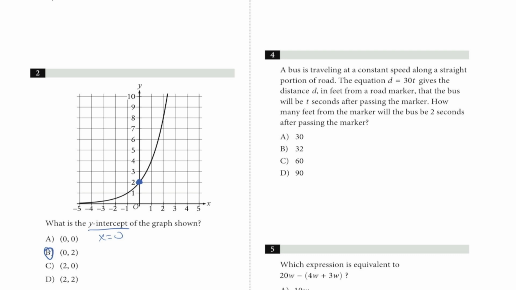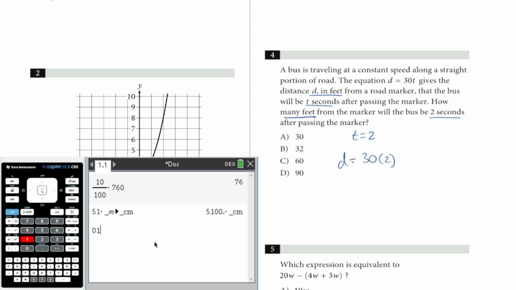Well, t is the number of seconds, and here they're telling us that we have 2 seconds. So that means I could say t is equal to 2. And they're asking for how many feet. Well, d is the number of feet, so we're going to want to solve this for d. So we're really saying d is equal to 30 times 2. Again, I'm going to go ahead and use the calculator because the calculator will not mess this up. So 30 times 2.